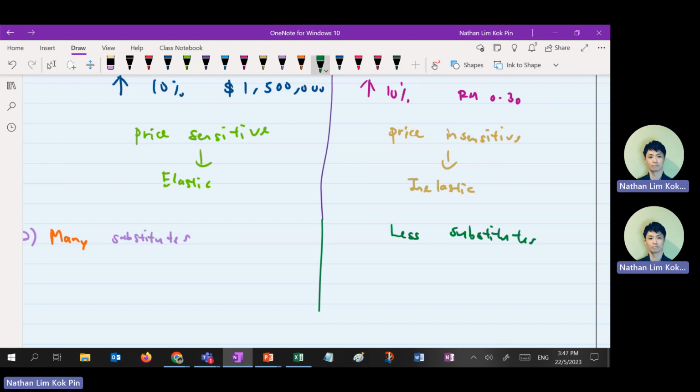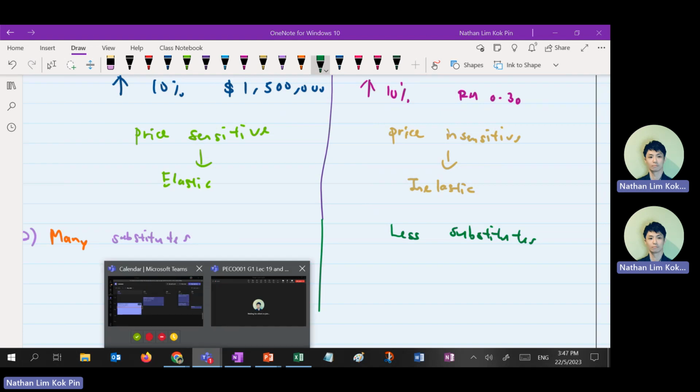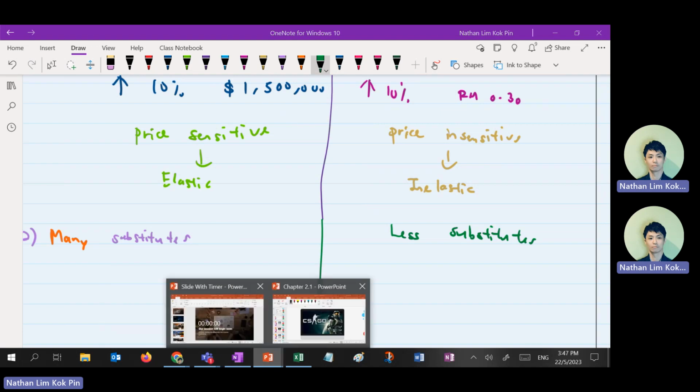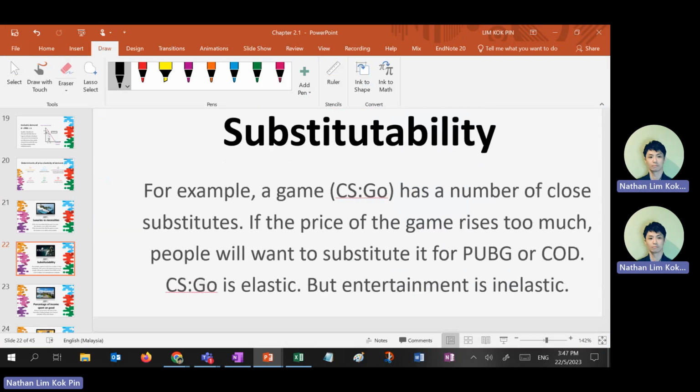The fewer the substitutes, or the more general the category, there are two ways to see it. The fewer the substitutes or the more general the category, the more inelastic it will be, right? You may be wondering, games still have a lot of substitutes, but if I change the term to entertainment, you can choose to play, and entertainment includes what? Games. What else?